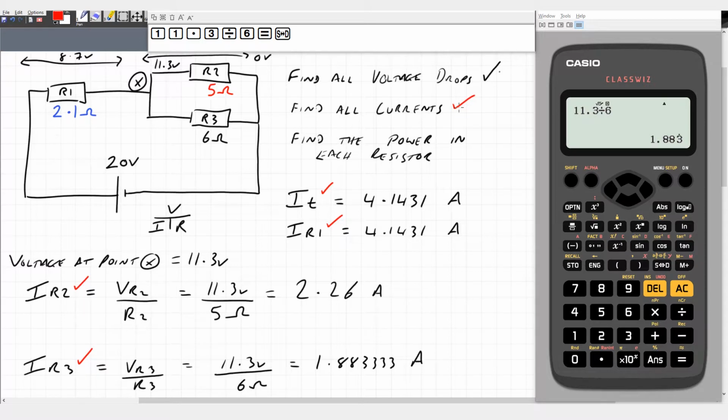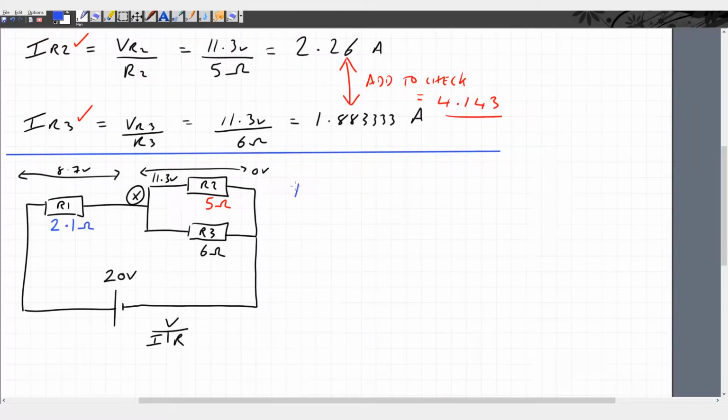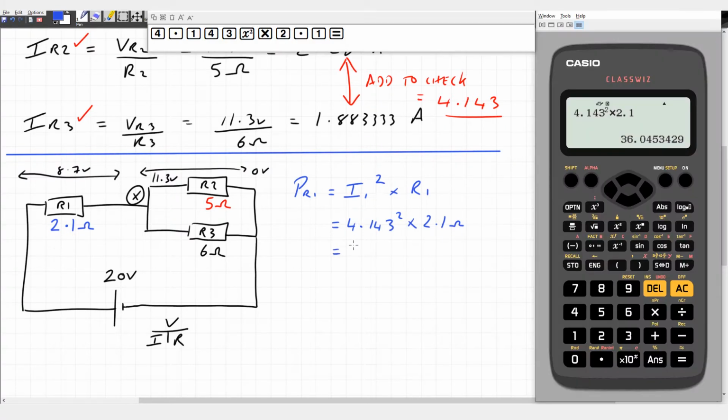So all we need to do now is the power in the resistors using I squared R for each one. If you want to check that the current in R2 and R3, if you add them together, they have to equal the current in R1, because it's like a river that splits off from R1 into two smaller rivers. Now for the power in R1 is I squared R, which is 4.143 squared times 2.1 ohms. That's 36.05 watts to 2 decimal places. So to get the power, you just square the current and multiply it by the resistance.